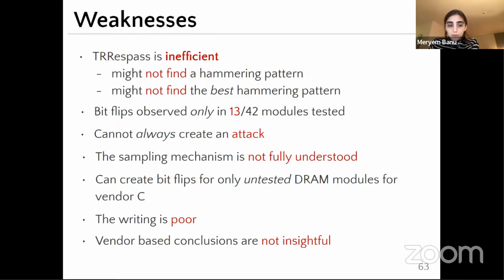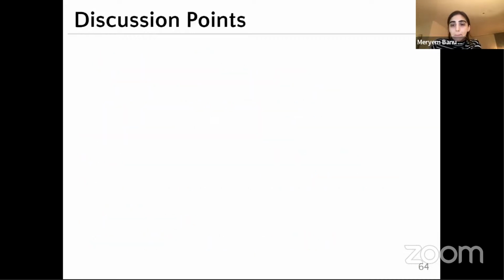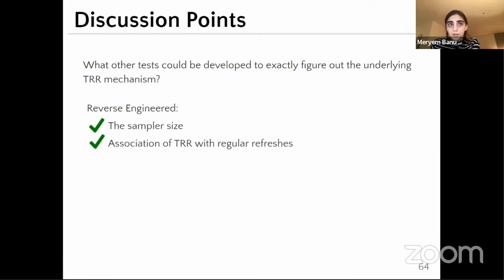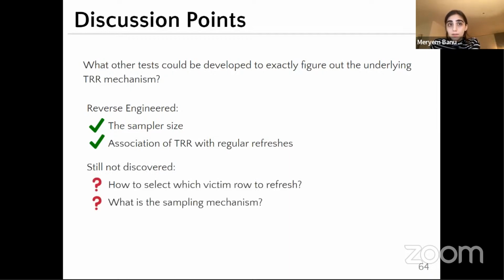So I can continue with the discussion points if still no one has a question. Okay, I'm just continuing. The first thing I would like to discuss is what kind of tests we can develop to figure out the underlying TRR mechanisms exactly. Because so far we have reverse engineered the sampler size and association of TRR refreshes with regular refreshes. But I think we still need to discover how to select victim rows to refresh and what the sampling mechanism is. So is there anyone who has an idea about this?